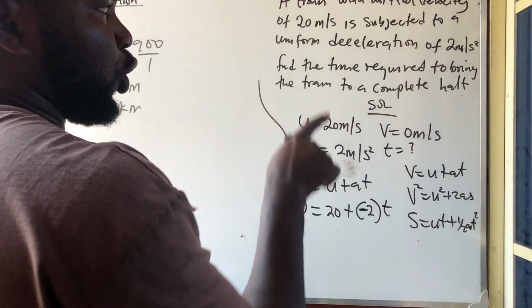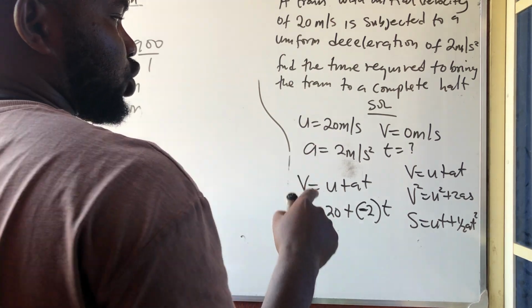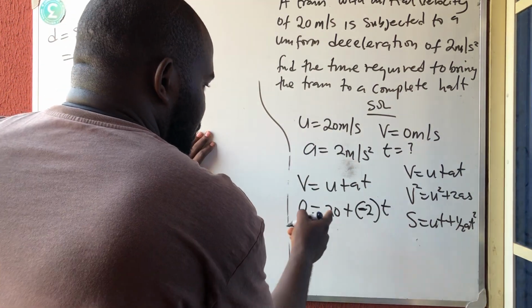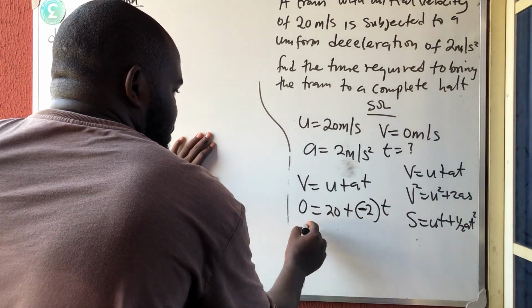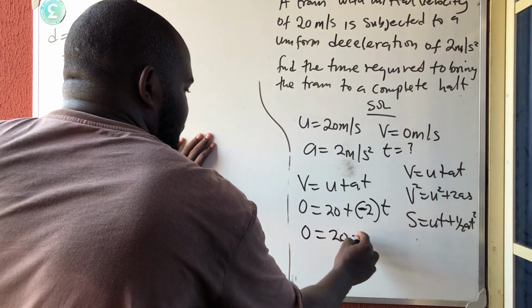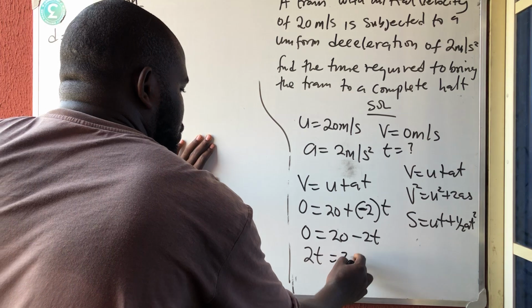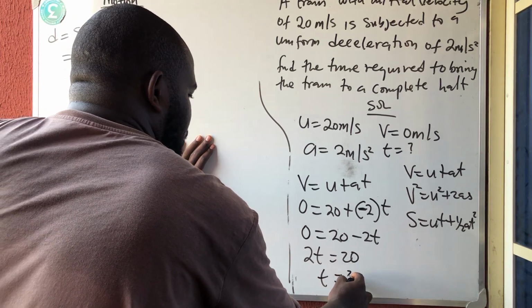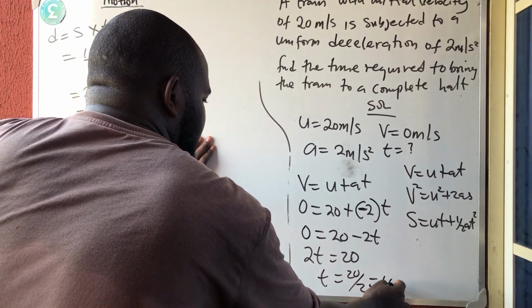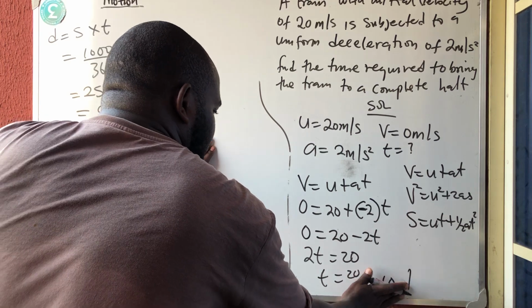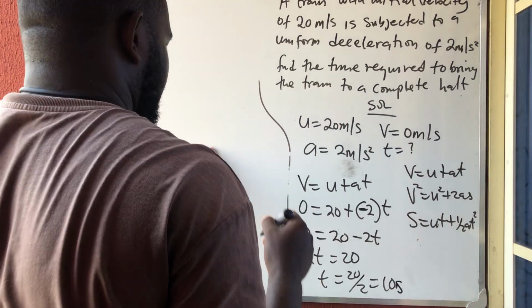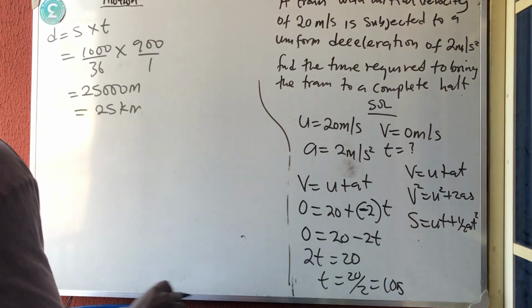Why did I use minus? Because they are talking about retardation. Retardation is negative acceleration. So what do you have now? 0 is equal to 20 minus 2t. This one moves here. So 2t is equal to 20, and t is equal to 20 divided by 2, which is 10 seconds. You see, it's very, very simple.